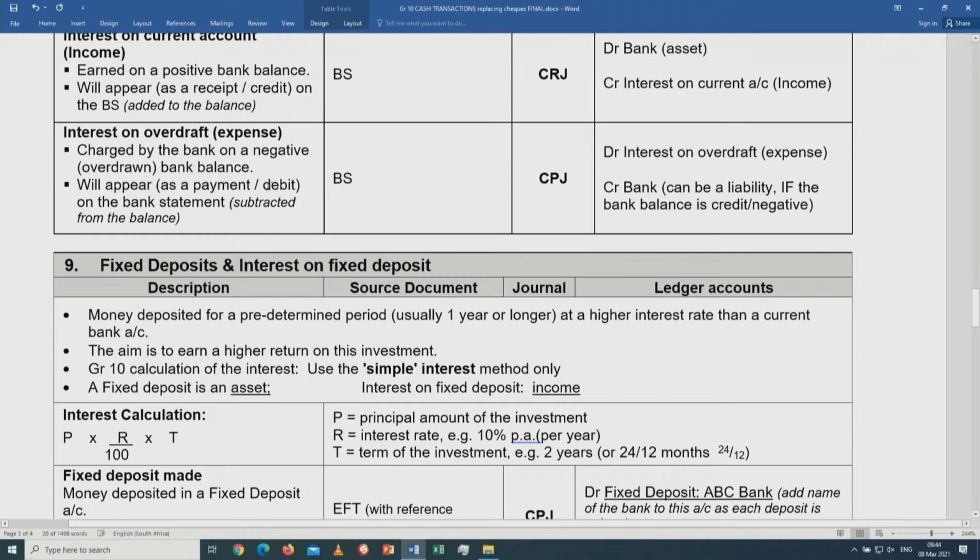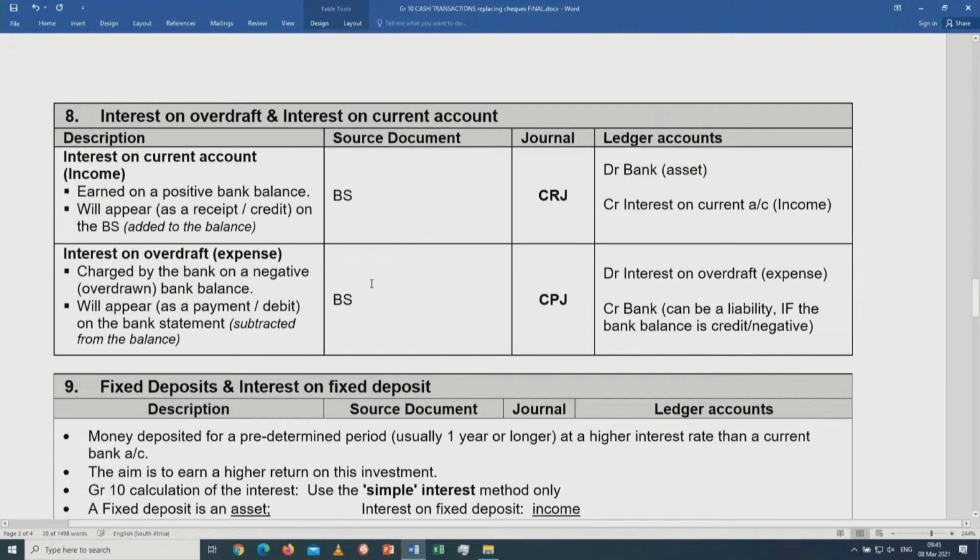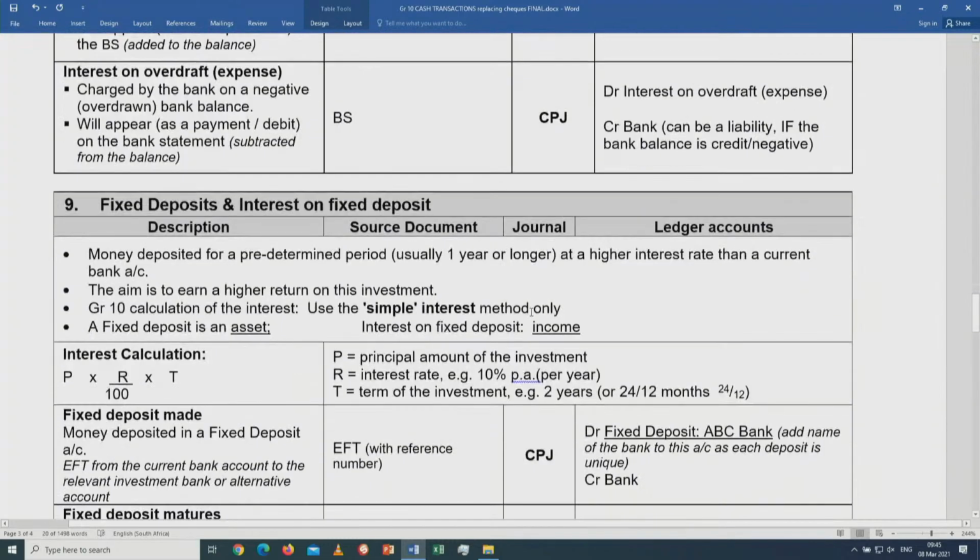And then we go into interest on overdraft, which is an expense charged by the bank on a negative, overdrawn bank balance. It will appear as a payment or a debit on the bank statement, subtracted from the balance. Bank statement, then cash payment journal. Debit interest on overdraft, which is an expense. Credit bank, which can be a liability if the bank balance is on a credit or negative balance.